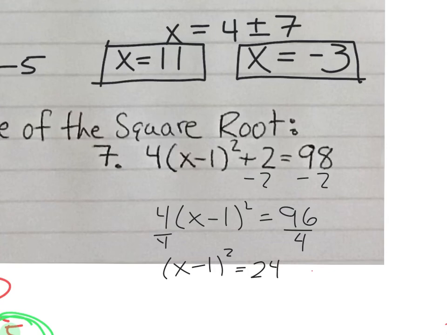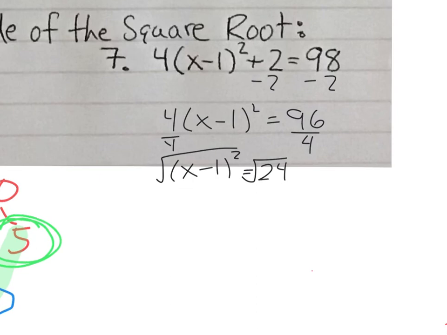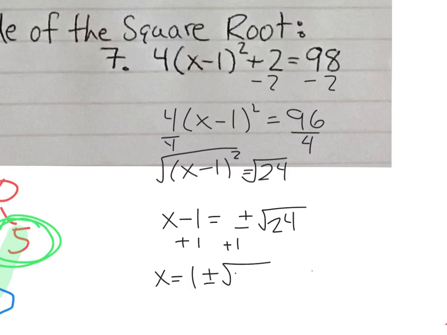Now, the next thing we're going to need to do is take the square root on either side. And so that's going to give me x minus 1 is equal to plus or minus the square root of 24. Now, the next part is to get the 1 to the other side by adding 1. So we're going to add 1 to both sides. So I have x equals 1 plus or minus the square root of 24. Now keep in mind though, 24 could simplify inside. So let's take a look at it.